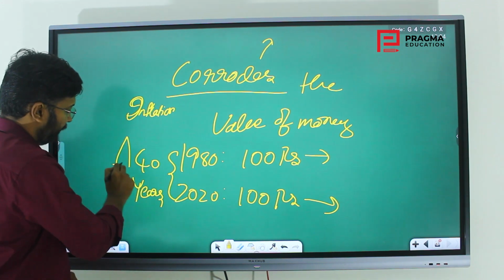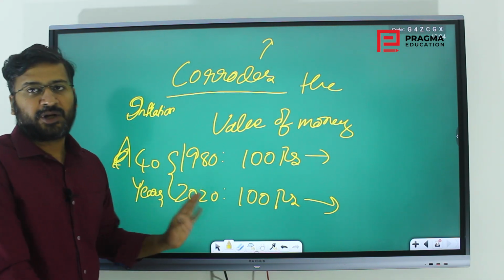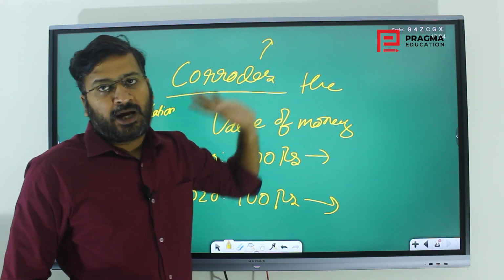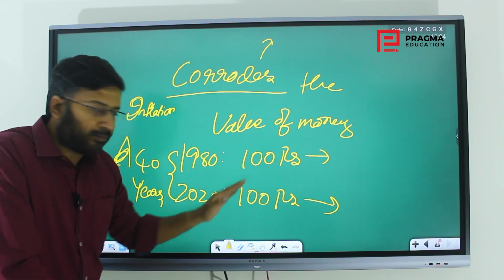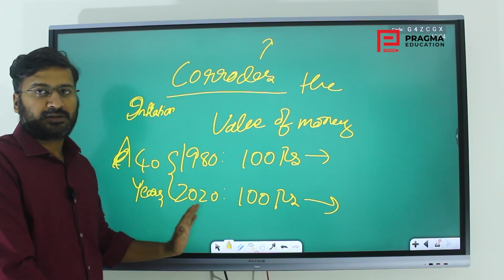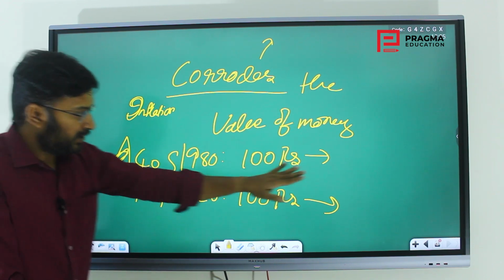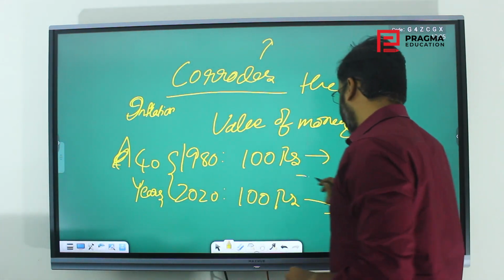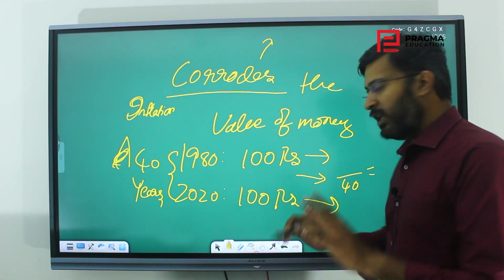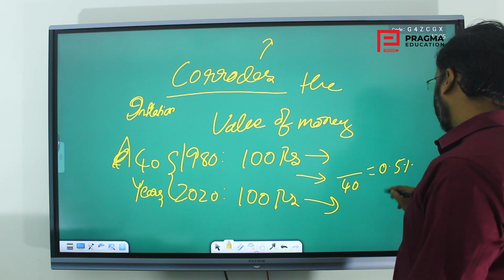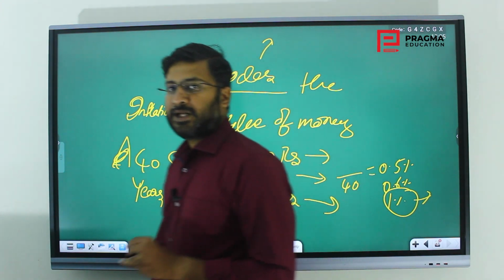But it happened over a long period of time. It didn't happen overnight. But if the same phenomenon happens overnight, it would be hyperinflation and it would be Zimbabwe. But this is something that happened over 40 years. This is called corroding the value of money. Even in these 40 years, if you divide the loss in value of 100 rupees by 40, then every year it would be a decrease of at least 0.5% or 0.6% or 1% in the value of money.